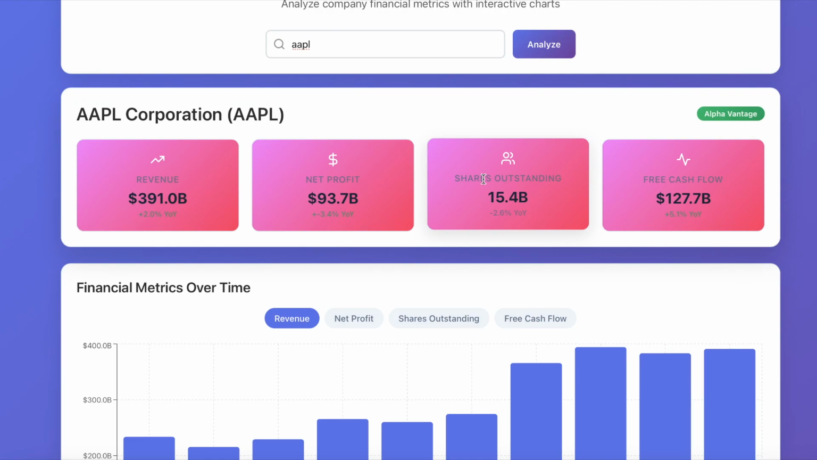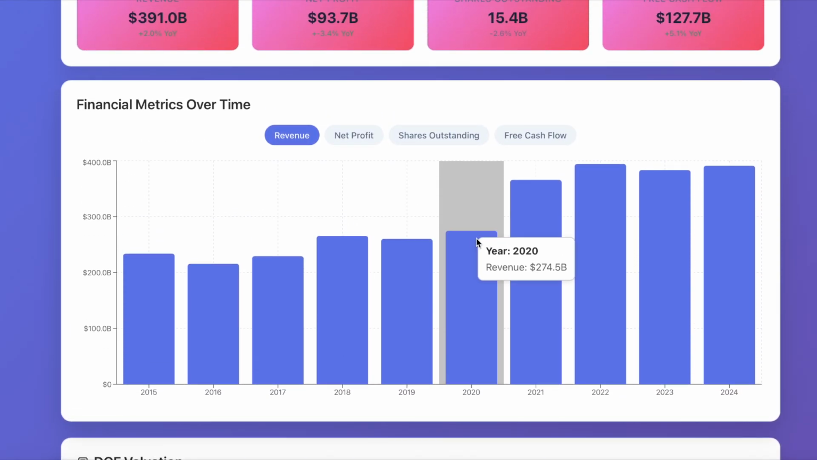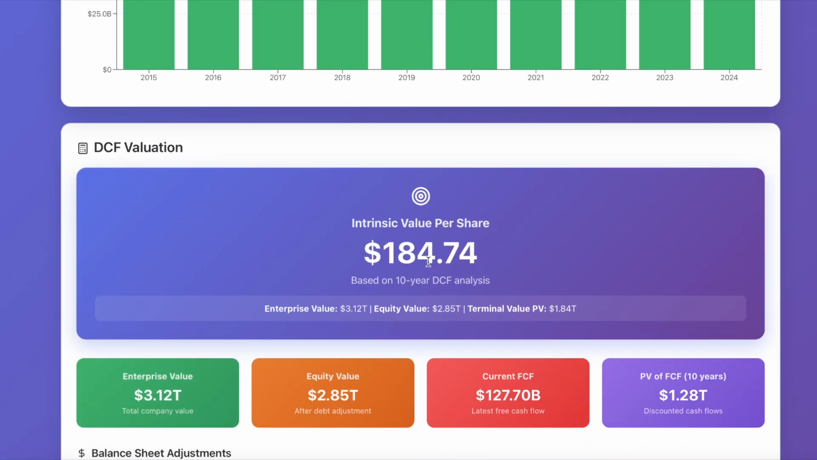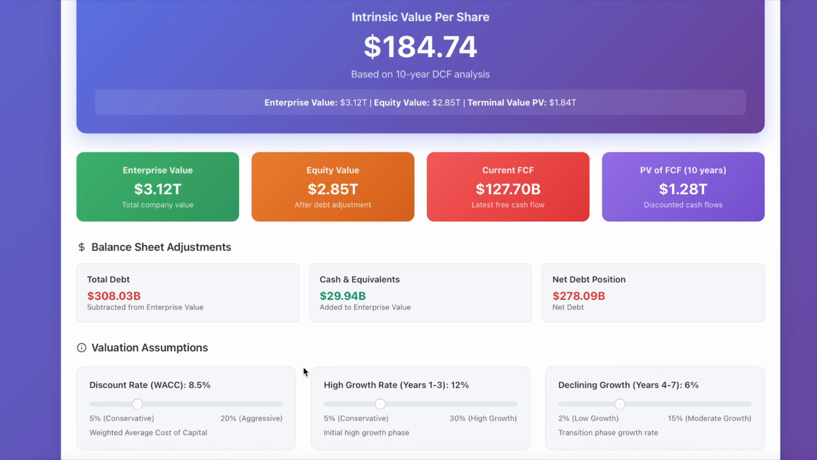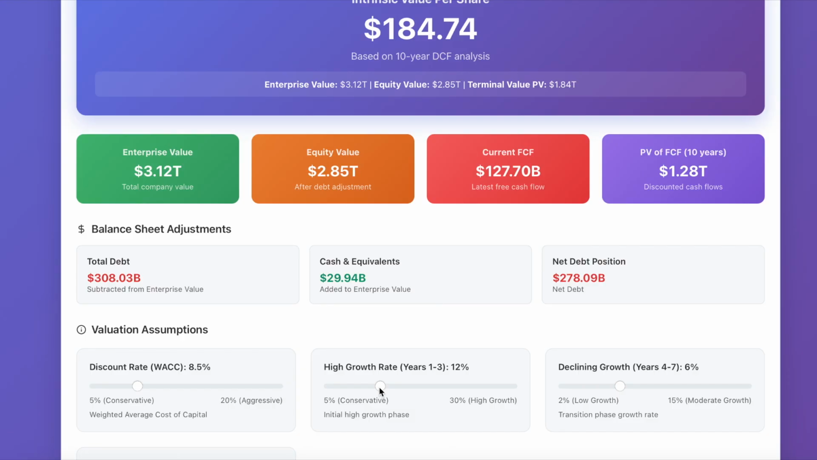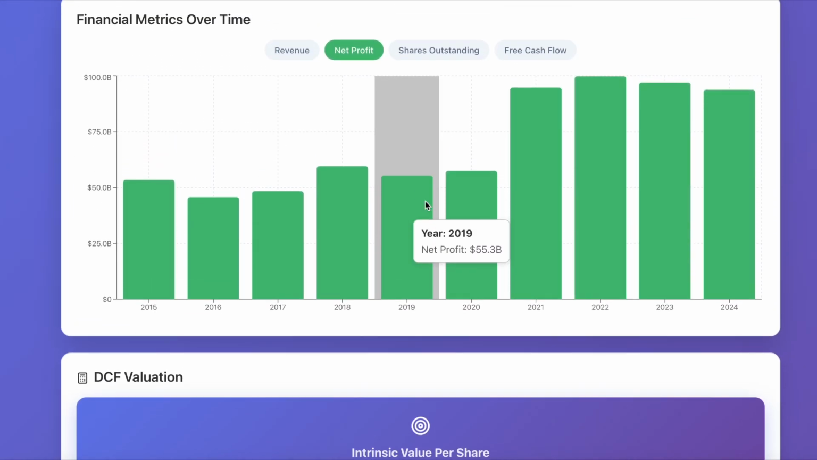In this video, I wanted to share my new fully automated stock valuation tool. It's a great tool where you can instantly see the financial metrics of a company and the discounted cash flow valuation of a company without having to manually input lots of data. You can also adjust your valuation assumptions to suit your own preferences, which will obviously have an impact on the intrinsic value of the company. So in this video, I wanted to show you how to use this tool for yourself.